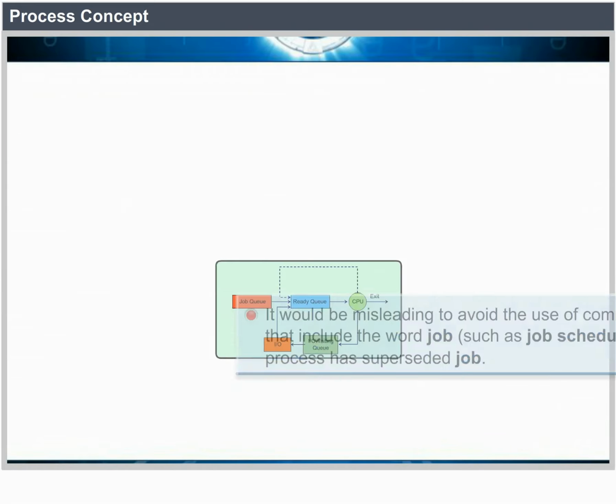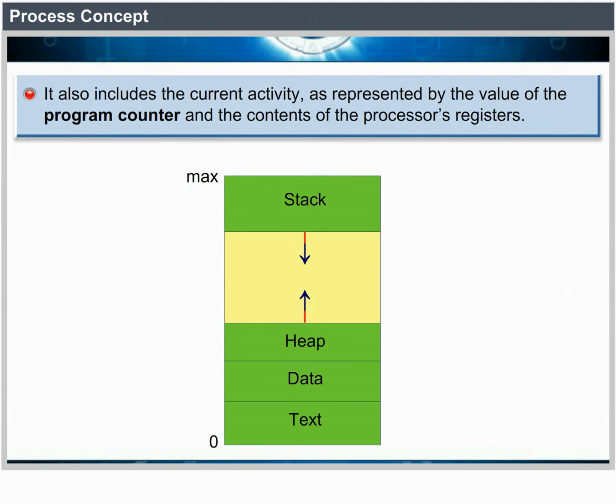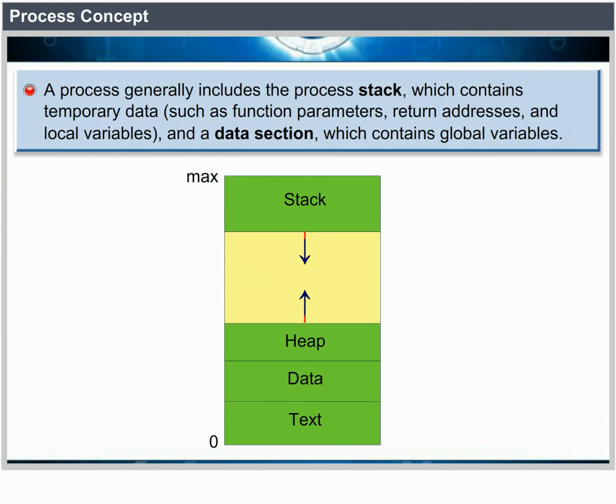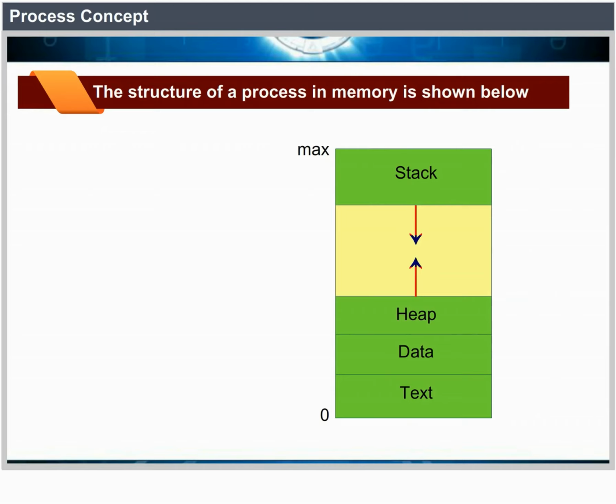A process is more than the program code, which is sometimes known as the text section. It also includes the current activity as represented by the value of the program counter and the contents of the process's registers. A process generally also includes the process stack, which contains temporary data such as function parameters, return addresses, and local variables, and a data section, which contains global variables. A process may also include a heap, which is memory that is dynamically allocated during process runtime. The structure of a process in memory is shown below.